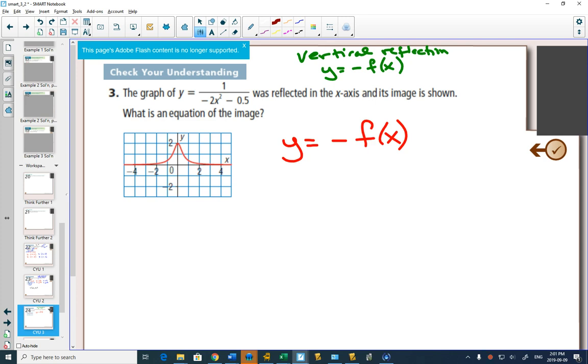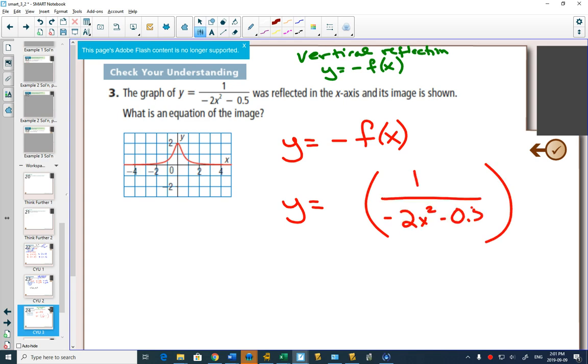So one way that I could write the equation of this red graph is to say my whole original equation, which was this, could have a negative out in front of it. Now that's not simplified, but that is correct. Because I had a vertical reflection, the negative would be outside. This is what it would look like.